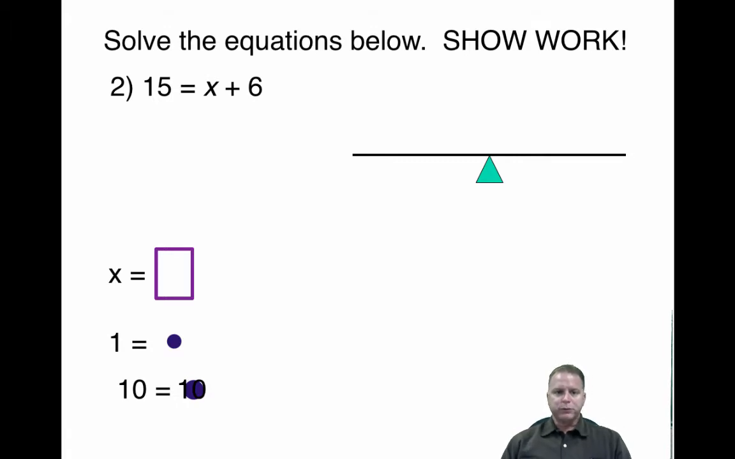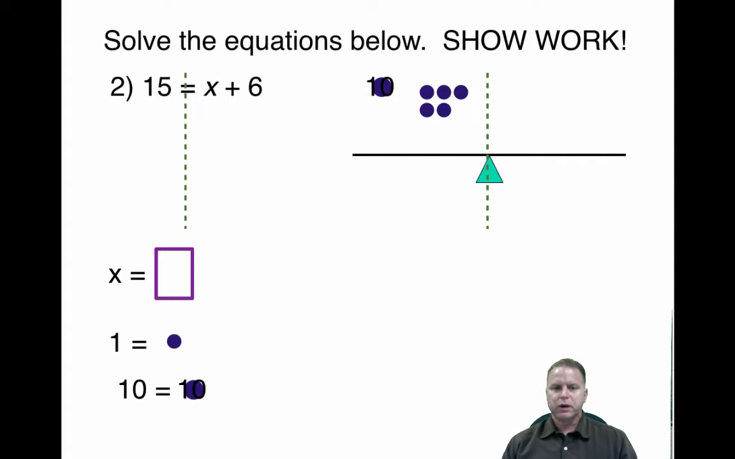Here's problem number 2. 15 equals x plus 6. Again, we're going to use a box for the variable and dots for the numbers. We put a line down the equal sign and down the balance scale because that's our fence. If we do something to one side, we have to do it to the other. So we've got 15 dots on the left side. We'll have a box. How many dots should we have on the right side? Hopefully you're thinking or saying 6.